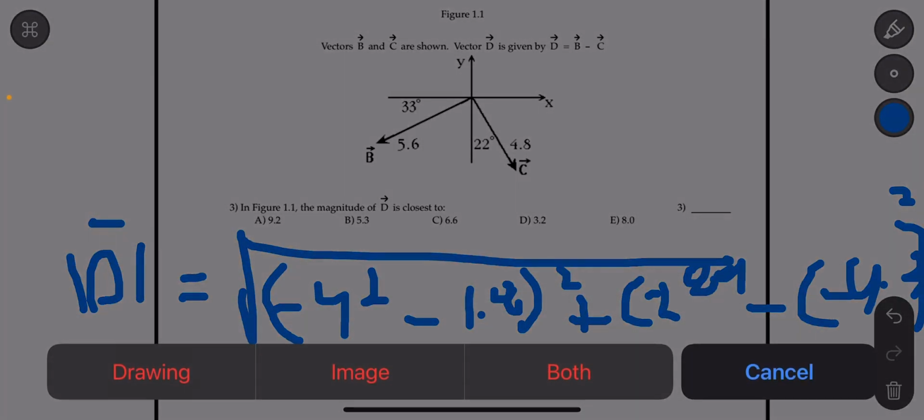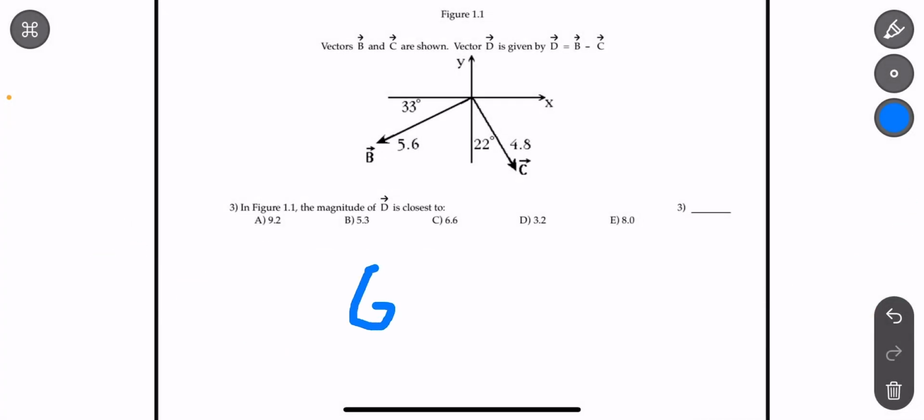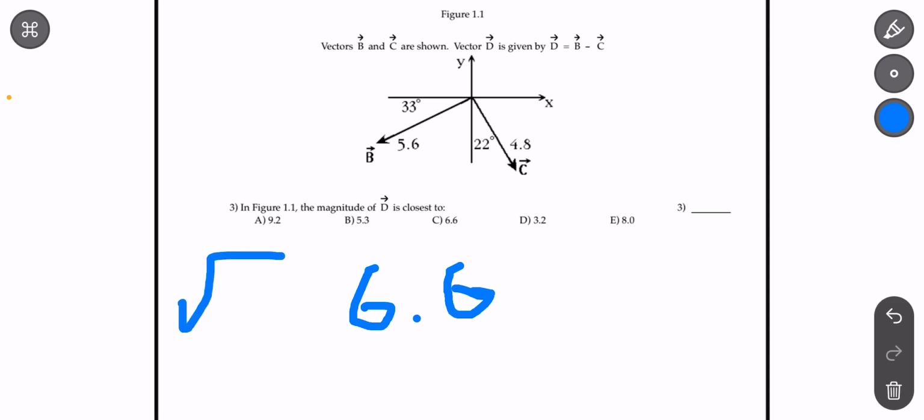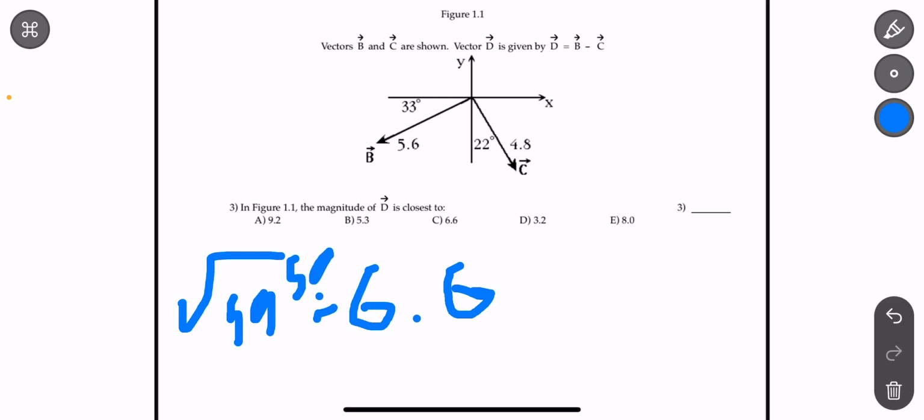And after you simplify it, it should be 6.6. Should be your final answer after you simplify it all the way down. After you get the like terms going, after you multiply the exponents correctly, and then you finally will have like this, which would equal 6.6, giving you answer C.